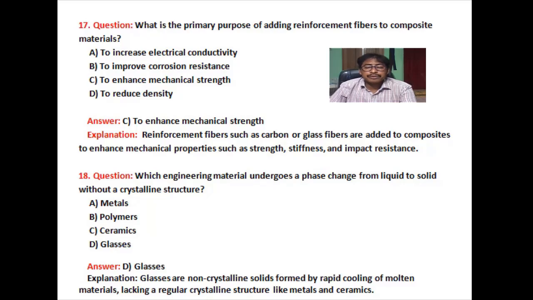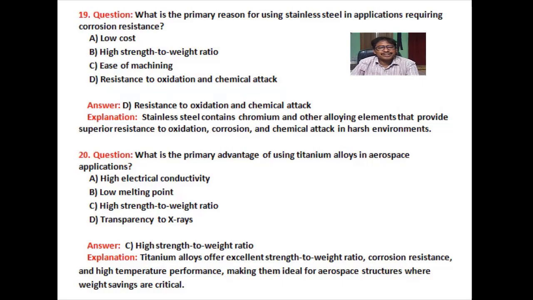Question 18: Which engineering material undergoes a phase change from liquid to solid without a crystalline structure? A. Metals. B. Polymers. C. Ceramics. D. Glasses. Answer: D. Glasses. Explanation: Glasses are non-crystalline solids formed by rapid cooling of molten materials, lacking a regular crystalline structure like metals and ceramics.